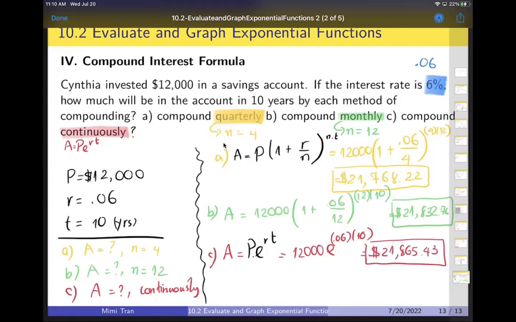Okay, so a little bit better. You look at the three answers. If you compound quarterly, you make this much. If you increase the amount of compounding, you make a little bit more. And if you compound continuously, you make a little bit more.